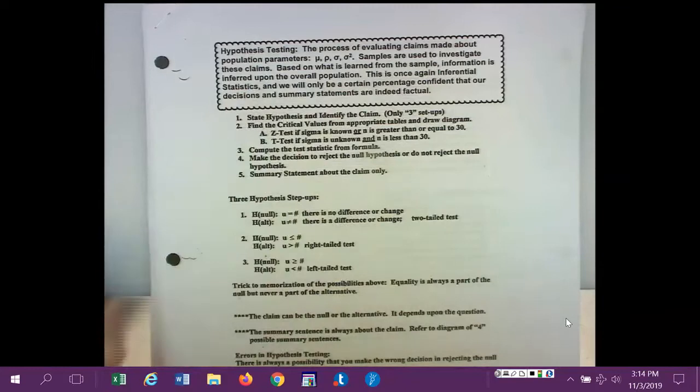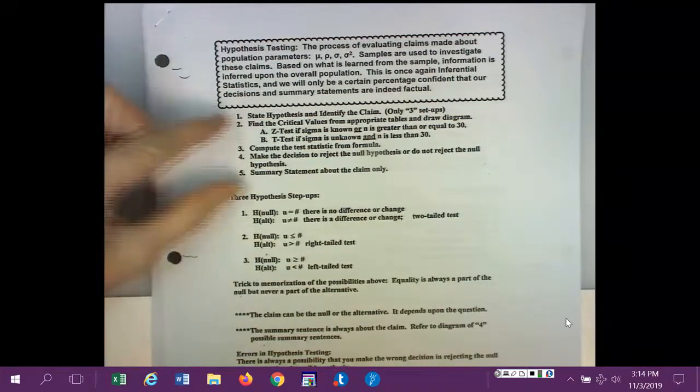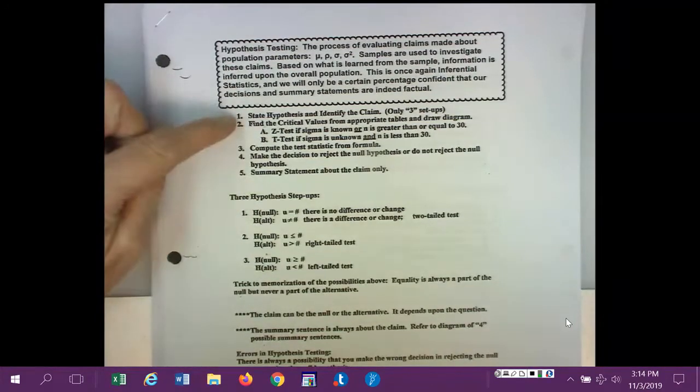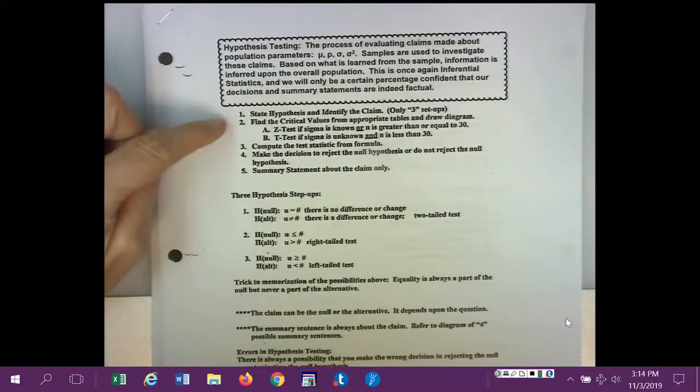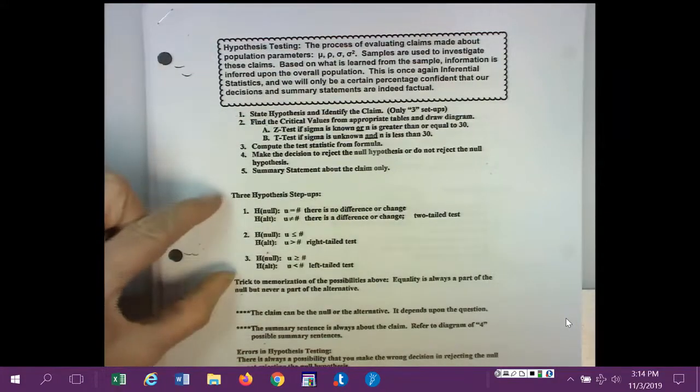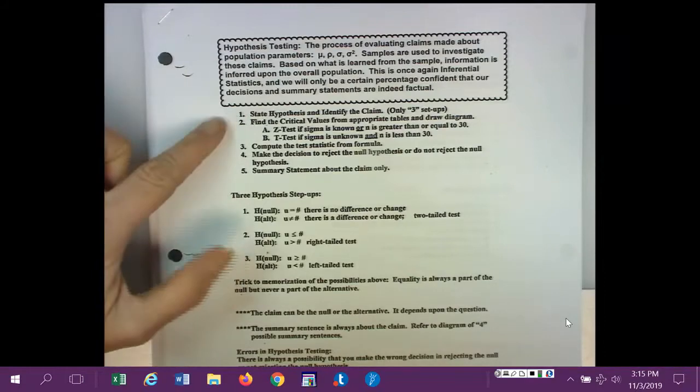This is once again inferential statistics, and we will only be a certain percentage confident that our decisions and summary statements are indeed factual, just like with confidence intervals. We talked about how in the traditional method they ask us to set up our hypotheses, the null and the alternative, and that there's only 3 ways to set up the hypothesis. So there's only 3 ways that you can actually set up step number 1.